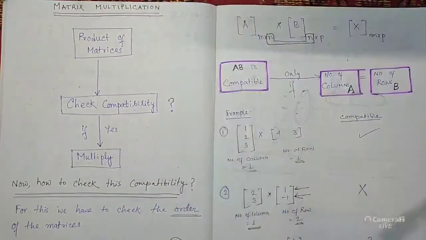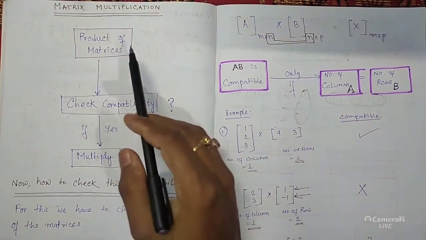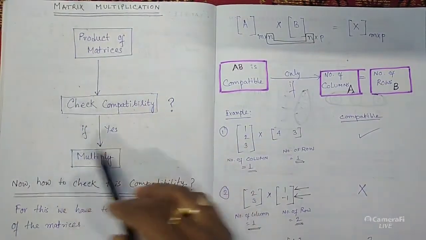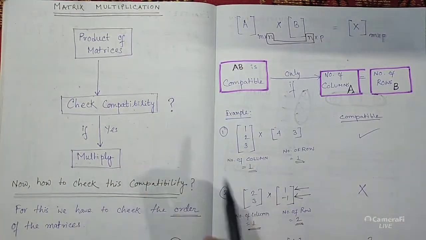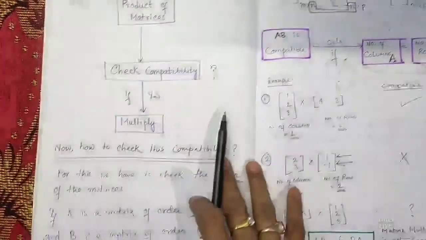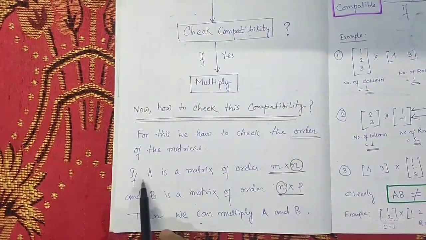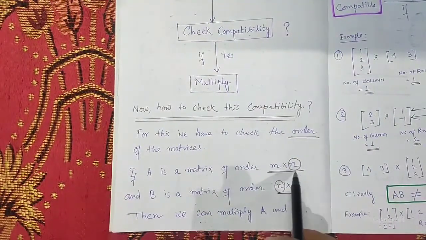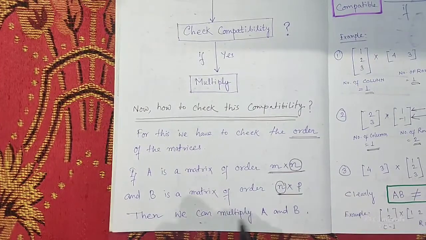Okay, so let's begin today's class. Matrix multiplication, that means the product of matrices. For matrix multiplication, first we have to check the compatibility, to check whether we can multiply two matrices or not. So for this we have to check the order of both matrices. Now if A is a matrix of order m by n and B is a matrix of order n by p, then we can multiply A and B.